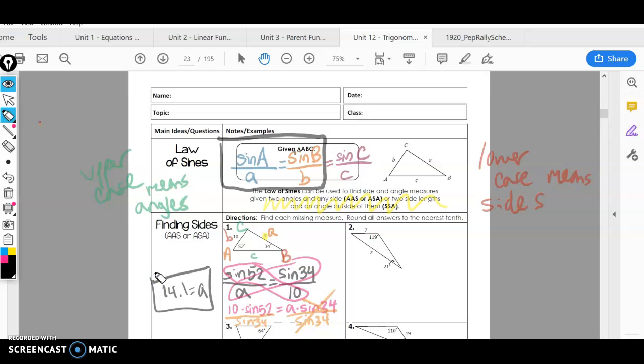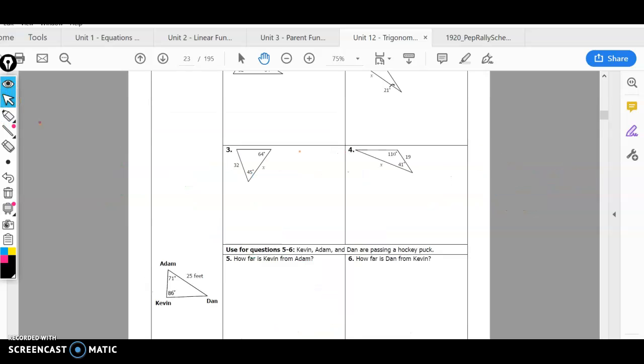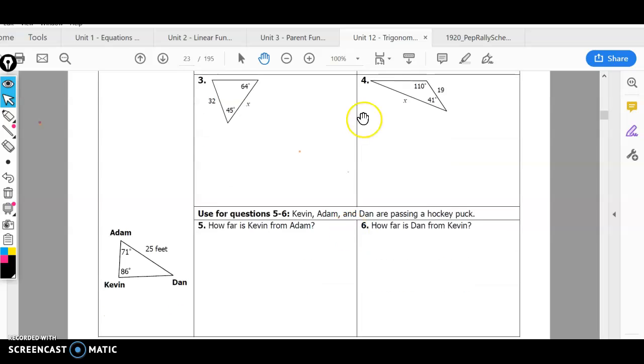Let's do another example. Number 5 here at the bottom. How far is Kevin from Adam? Let's label that on our diagram. Kevin to Adam, we'll label that x. We do not know it. Then let's label everything A, B, and C. Doesn't matter where you start. A, B, C. Those are capitals for my angles. Then I have to go across to label lowercase all the sides. Again, it doesn't matter where you start for your angles.